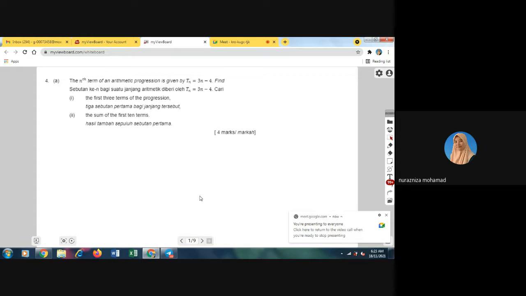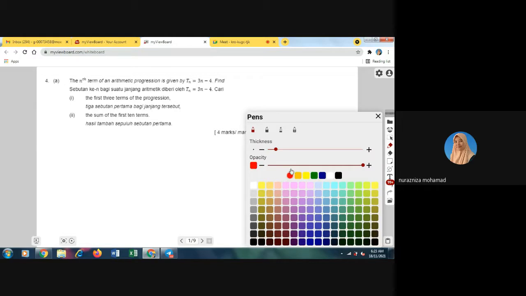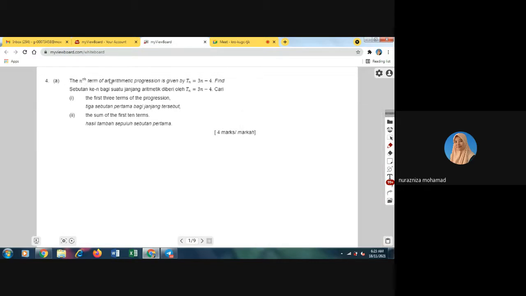So we know that there are two types of progression, arithmetic and geometric progression. The strength of arithmetic progression is it has the common difference, while the strength for geometric progression is it has the common ratio. Alright, now look at question number 4a. Look at the given information first. The nth term of the arithmetic progression is given by Tn equals 3n minus 4. Find the first three terms.